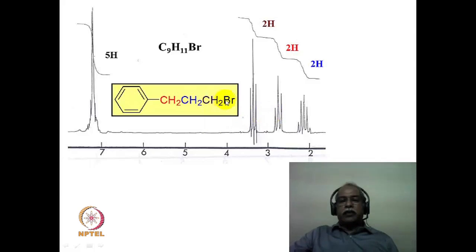Chemical shift wise, the one that is attached to bromine has the highest chemical shift value, around 3.5 ppm. The one attached to the benzylic position will be the next one, which is around 2.8 or 2.9 ppm. Finally, this one which is flanked between the 2 CH2s will have the least chemical shift value, around 2 ppm or so. In the aromatic region, you can see a 5 hydrogen intensity multiplet in this particular spectrum.